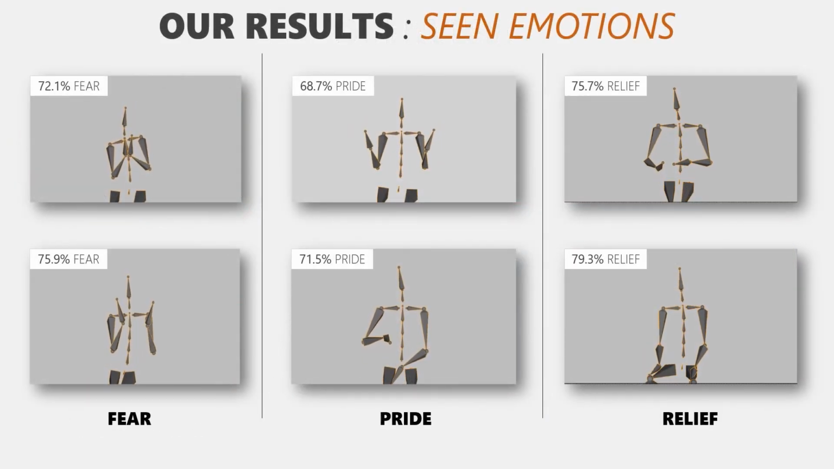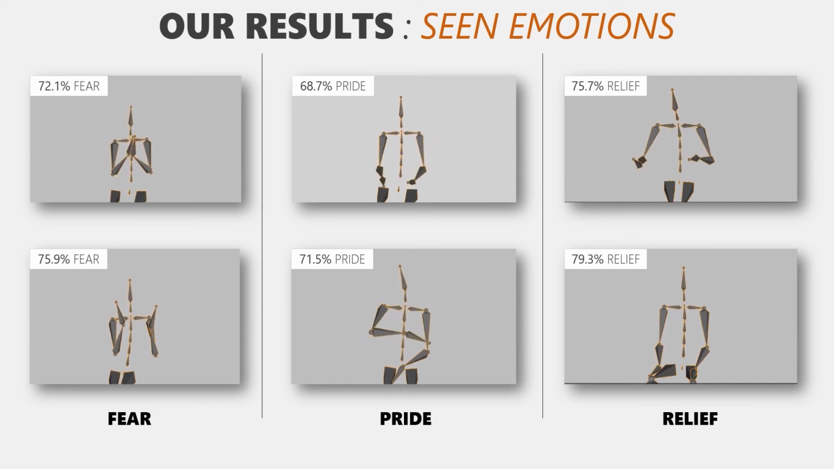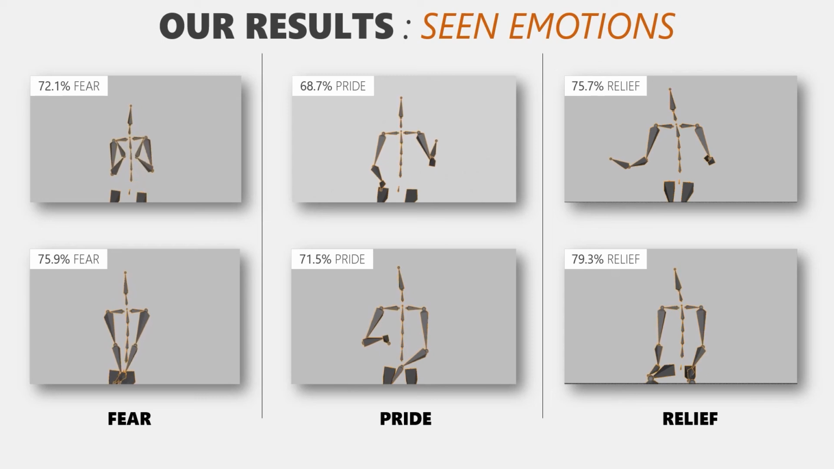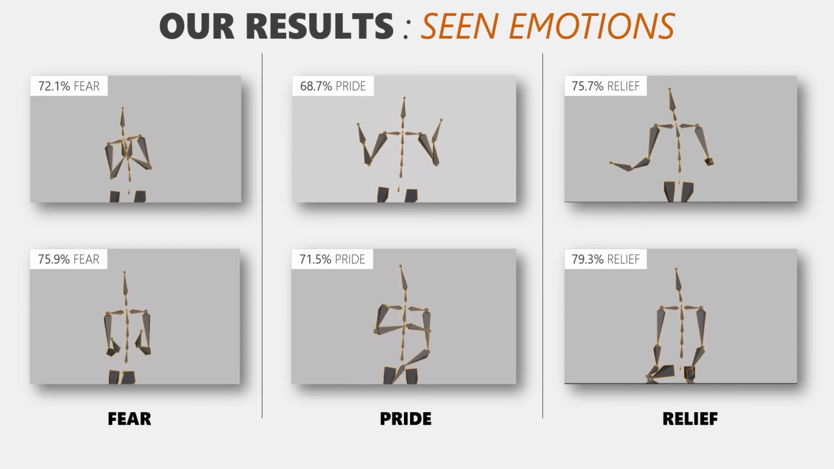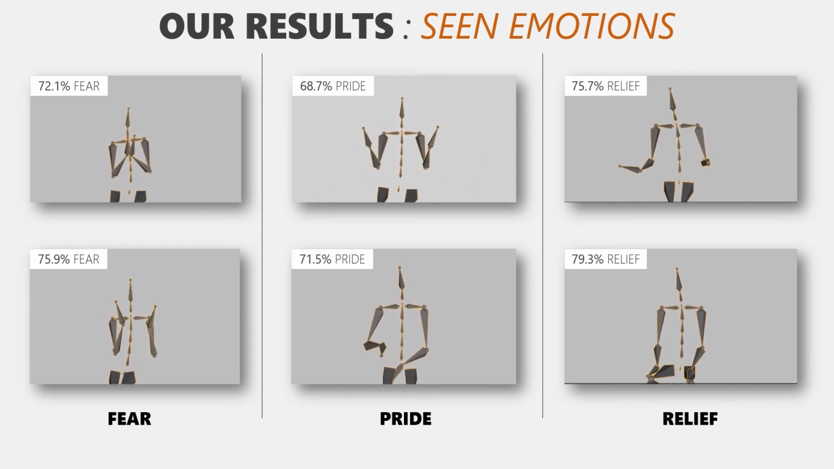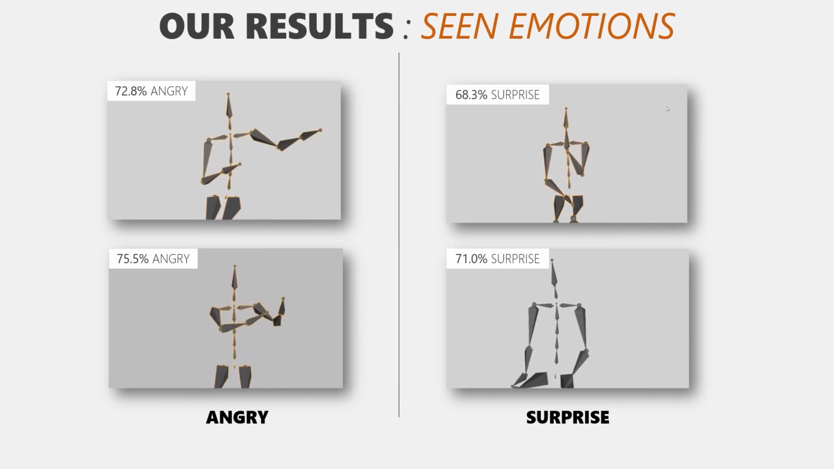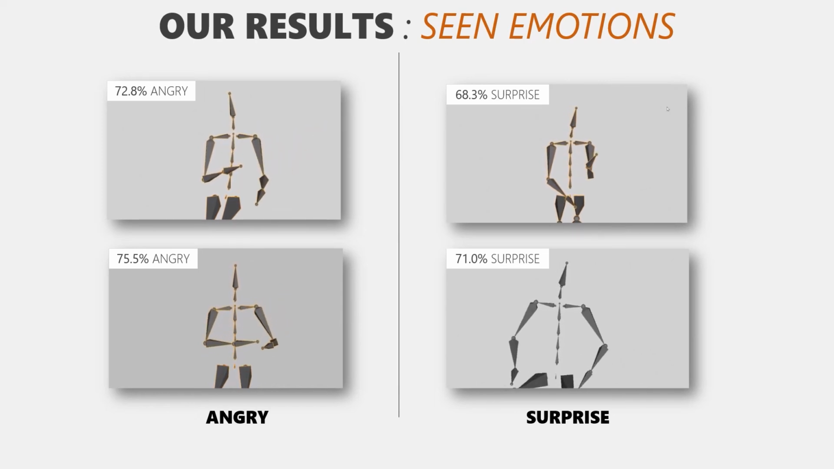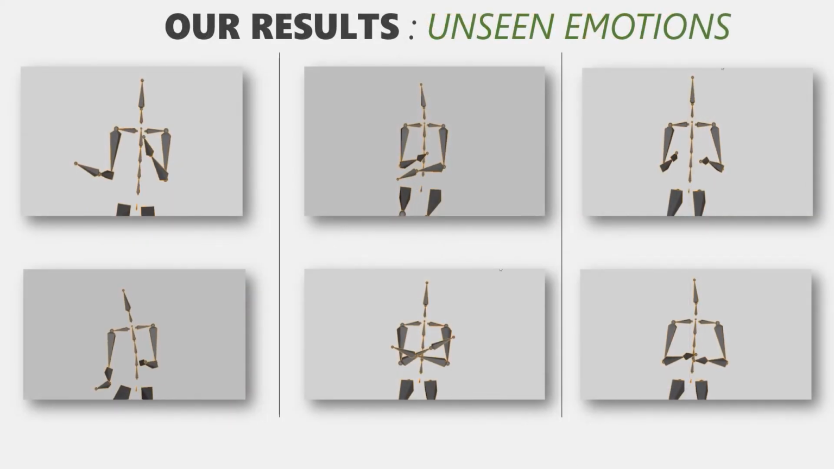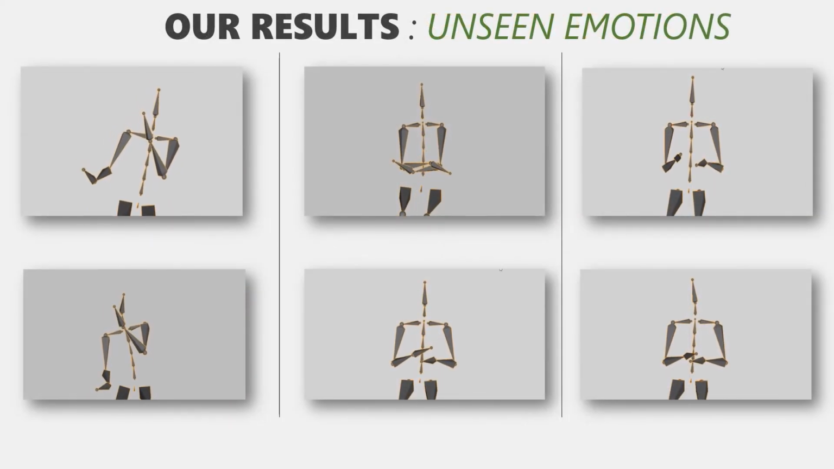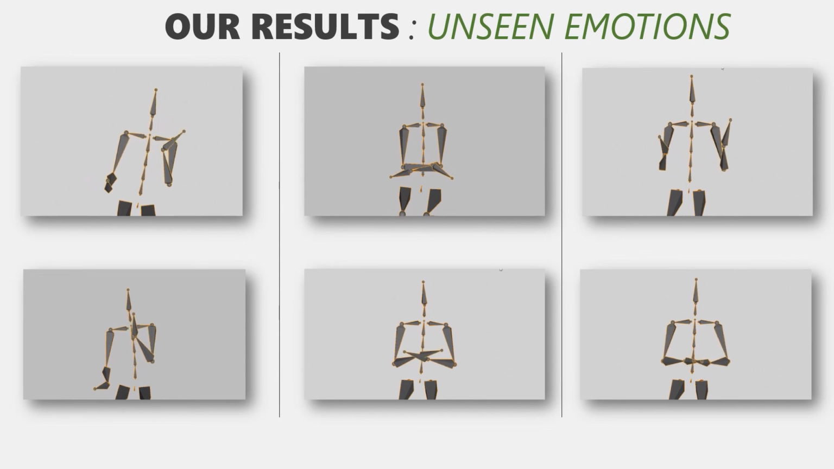Here we show some results of our algorithm. We show results on emotions previously seen as well as unseen emotions. Here we show some results of emotions that were seen previously by the network. Our approach can classify even unseen emotions with high accuracy.